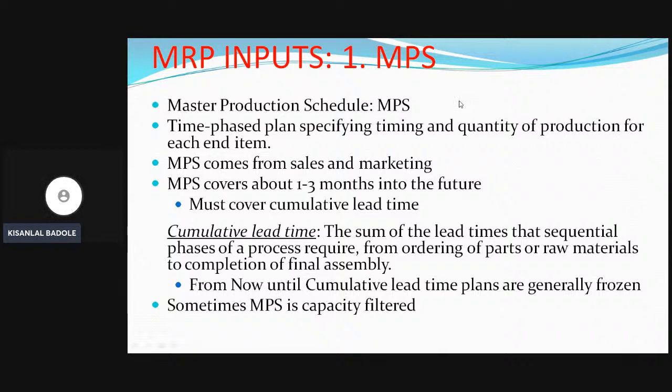It may depend upon which type of material you manufacture. It may take 1 month, 2 months, 3 months, or future planning also, or a 1 year plan, 2 year plan. It must cover the cumulative lead times. Cumulative lead time is the sum of lead times that are sequential phases of the process required for the ordering of the parts or raw materials to completion of the final assembly.